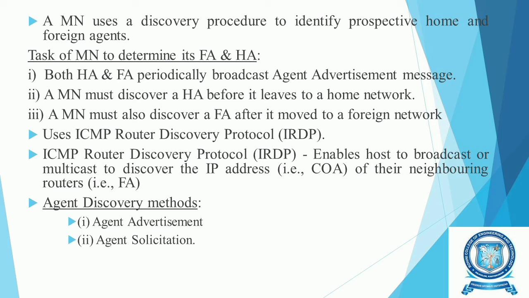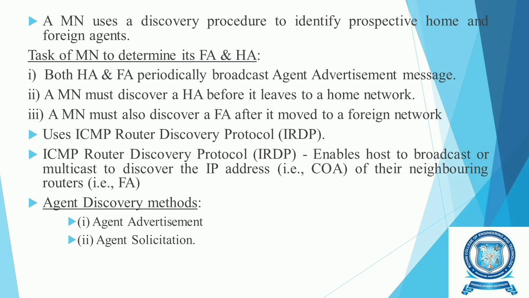A mobile node must also discover a foreign agent after it has moved to a foreign network. So it uses the ICMP router discovery protocol, which we call IRDP. The ICMP router discovery protocol, IRDP, enables the host to broadcast or multicast to discover the IP address, that is the care-of address, of its neighboring routers, that is, of the foreign agent.